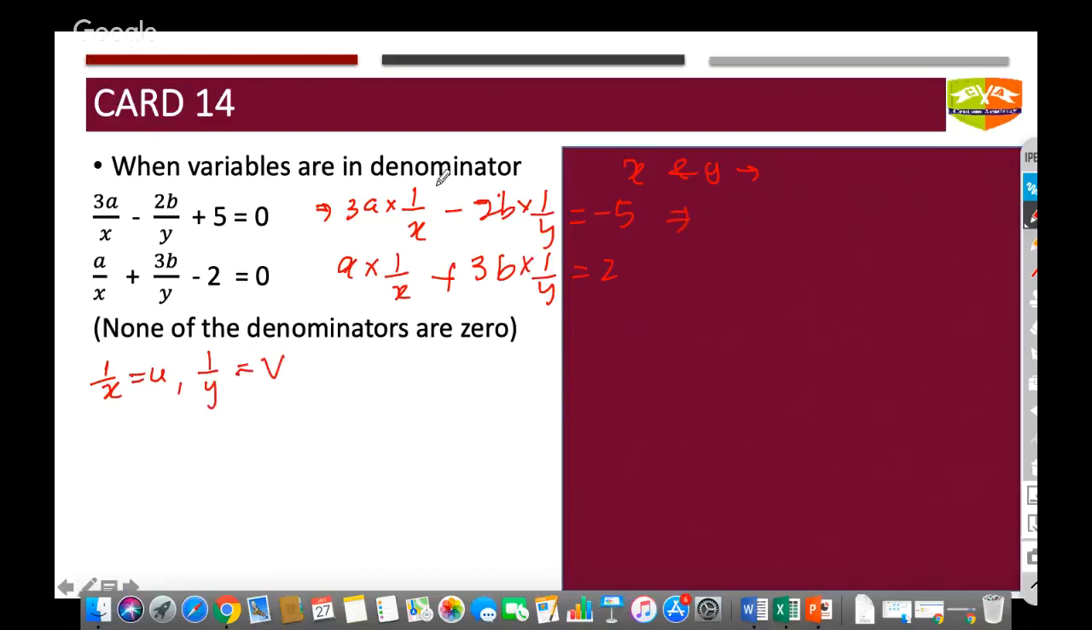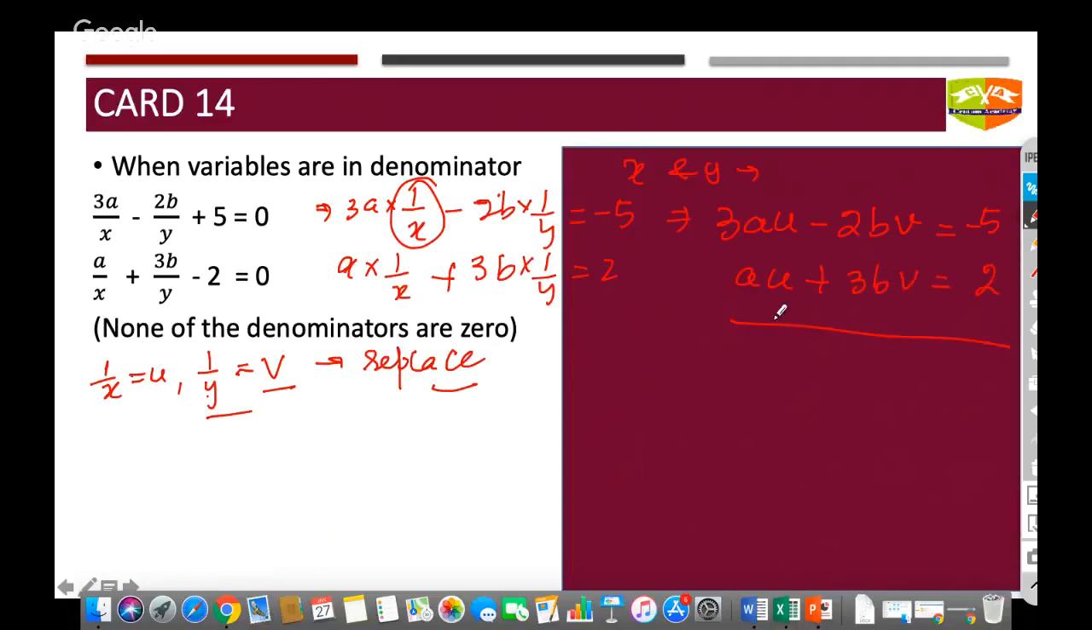Replacing 1 by x with u and 1 by y with v, I get 3au minus 2bv is equal to minus 5, and au plus 3bv is equal to 2. Now I multiply the second equation by 3, because I want to cancel out u. Writing the first equation here, 3au minus 2bv is equal to minus 5, and multiplying the second I get 3au plus 9bv is equal to 6.